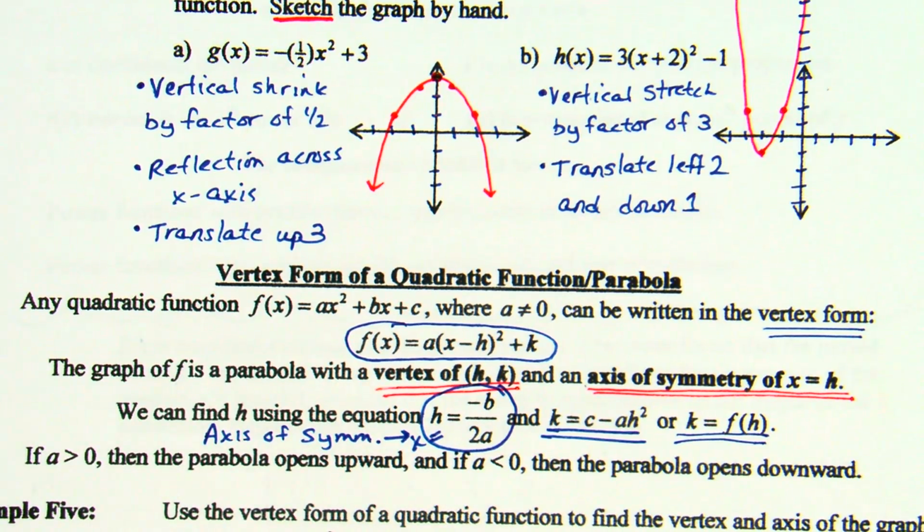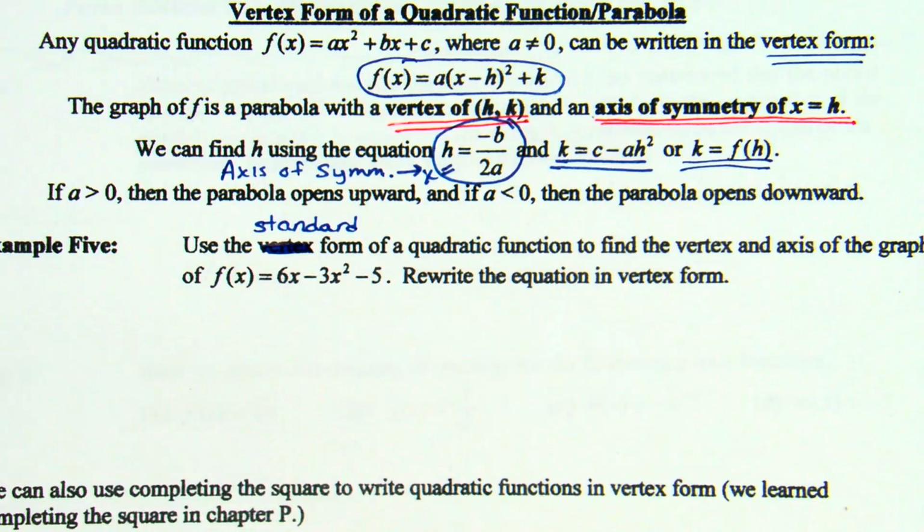Example 5. This should say, I changed that first vertex to standard. That's a typo. You can't use vertex form to find vertex form. Okay, so we're going to use standard form, which is what they gave us. We're going to use the standard form of the quadratic function to find the vertex and axis of the graph, and then we're going to rewrite the equation in vertex form.